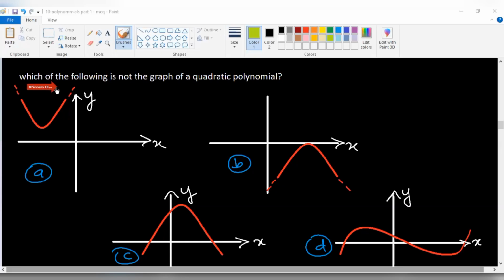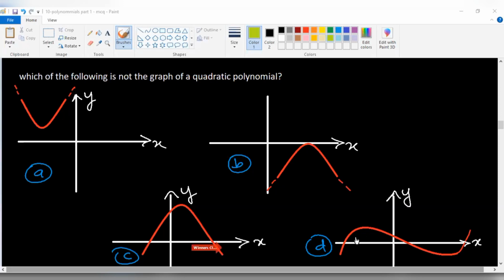This is the last question. Which of the following is not the graph of a quadratic polynomial? So we know from the graph we can understand the number of zeros for a polynomial, right? Here this graph does not touch the x-axis, means there are no zeros for this polynomial. This graph touches the x-axis at only one point, that means it has only one zero of the polynomial. In this graph, it touches the x-axis at two different points, that means it has two zeros for this polynomial.